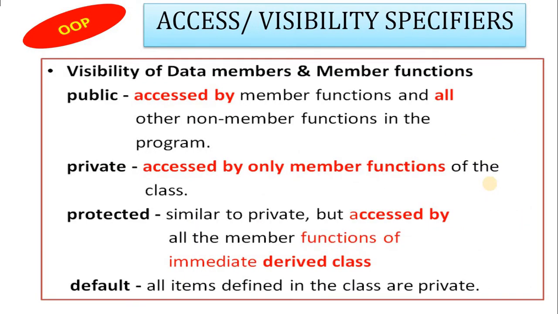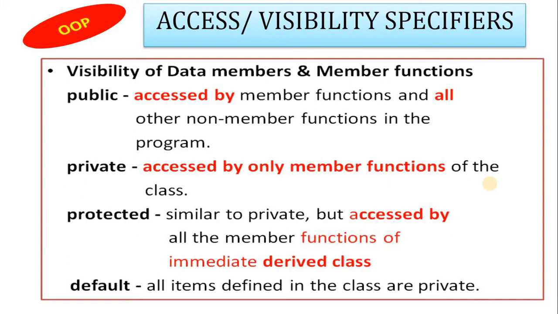Now, the visibility of the access specifier for data members and member functions can be of three types: public, private and protected. Public means if you declare those members as public, they can be accessed by the member functions of that particular class, as well as by non-member functions of the program which are not part of the class.